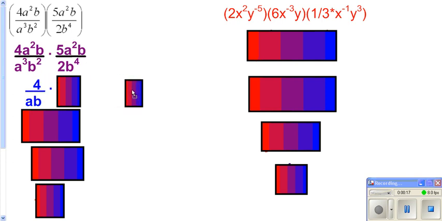Now, the first part simplifies up and down, because when you look at the first fraction, what has more a's, the top or the bottom? Well, the bottom does. How many more a's? It has one. When you look at the b's, which one has more b's, the top or the bottom? Well, it's the bottom, and it has one more.